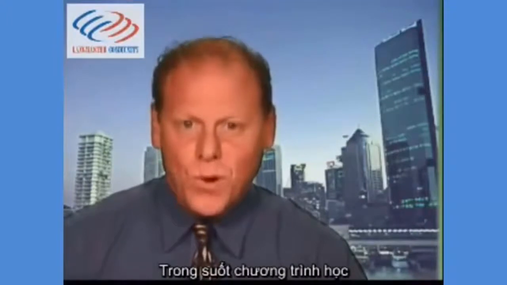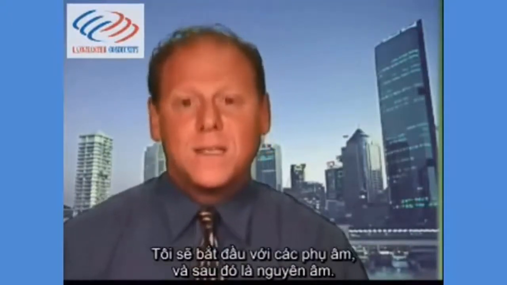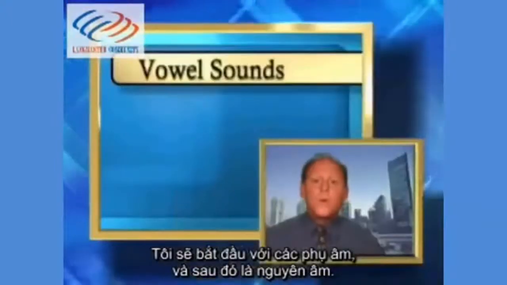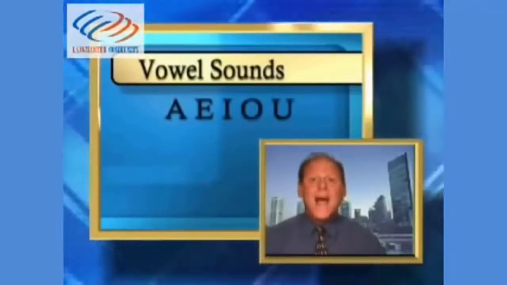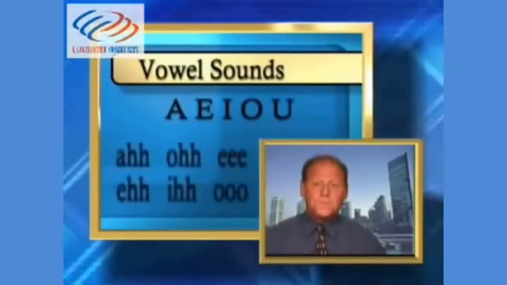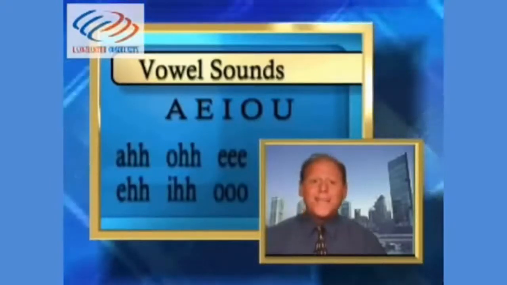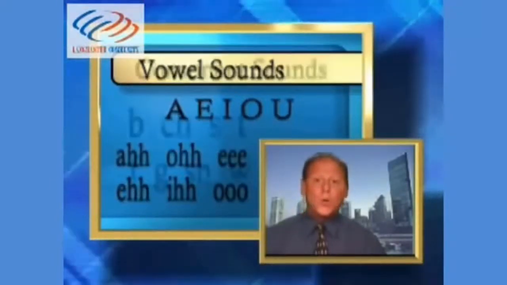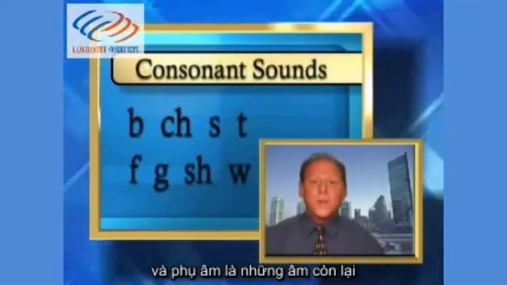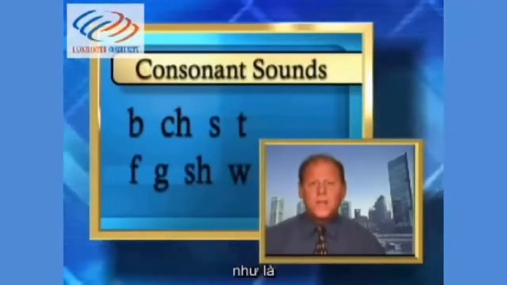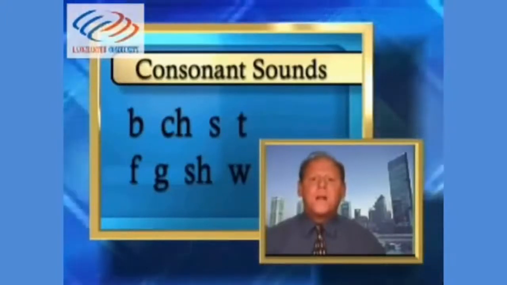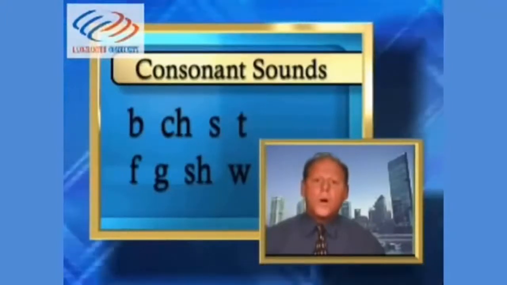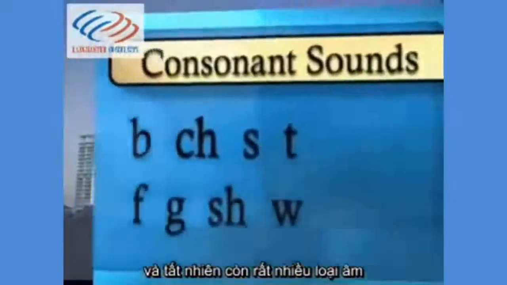During the course of this program, I will begin by addressing consonant sounds, and then later on we'll work with vowel sounds. Now, vowel sounds, as you know, are A, E, I, O, and U. And consonant sounds are basically all the other letters and sounds, like B, Ch, S, G, Sh, W, and of course there are many, many more sounds.